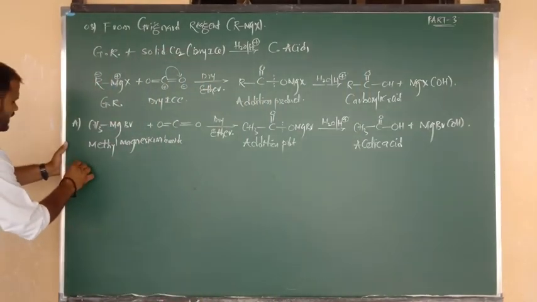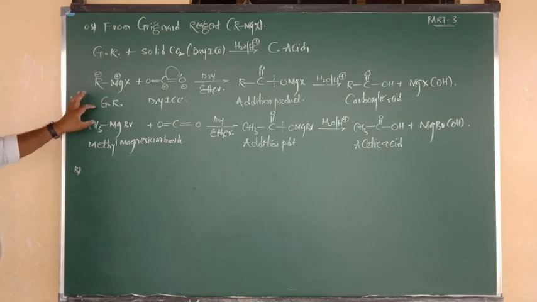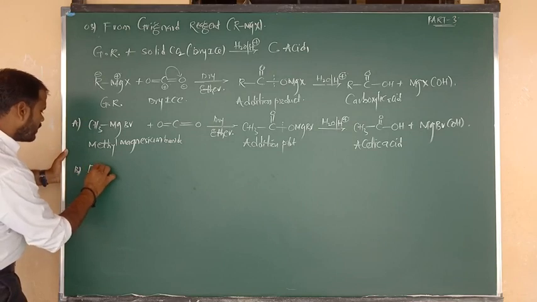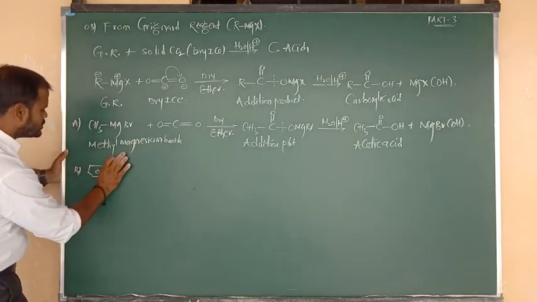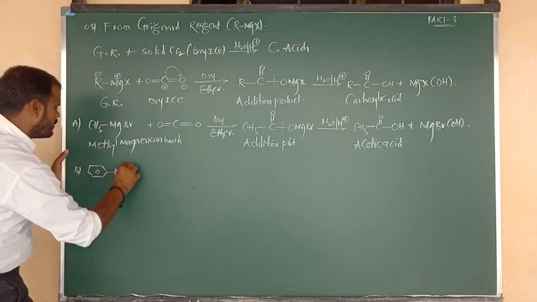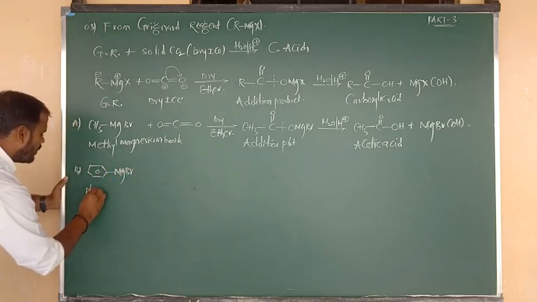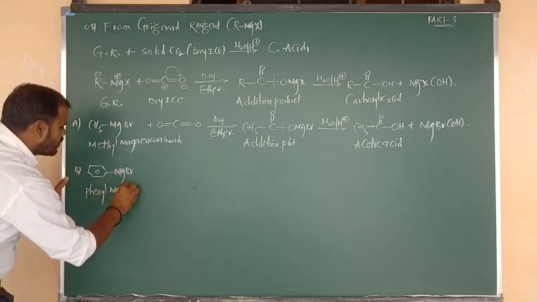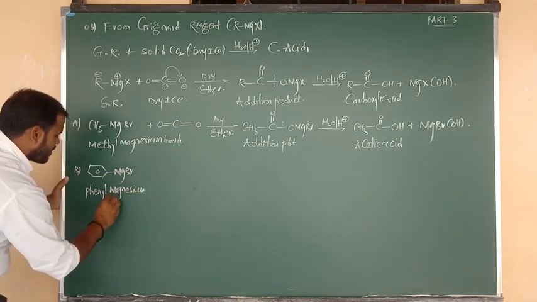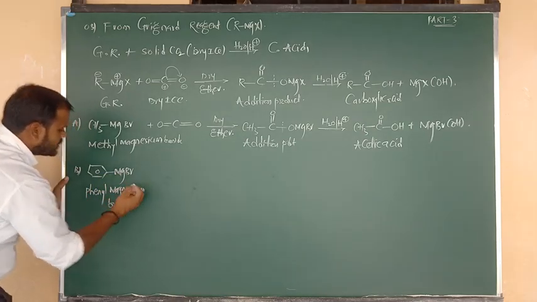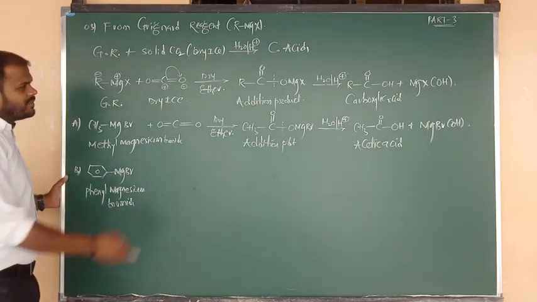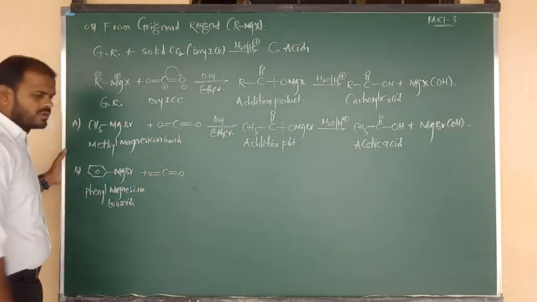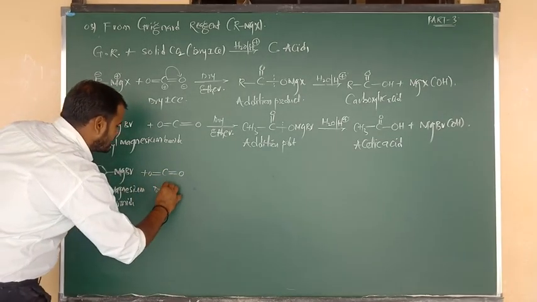Next, here I am going to write the second example. In the place of R we have written methyl; now I am going to write benzene. Benzene bonded to MgBr. So the name of this compound is phenyl magnesium bromide. Good. It reacts with dry ice, nothing but carbon dioxide, or simply solid CO2.